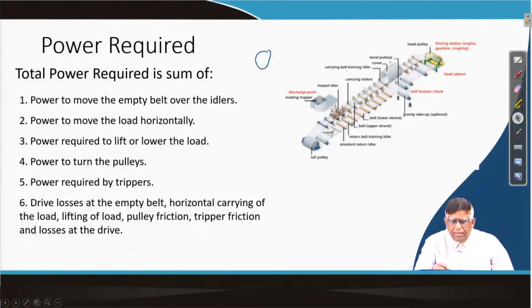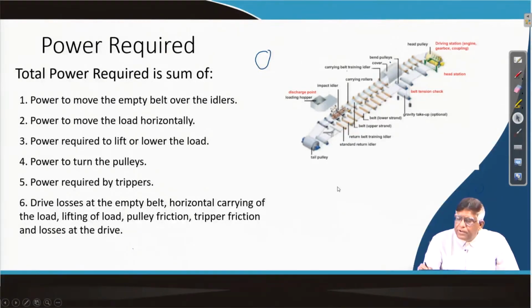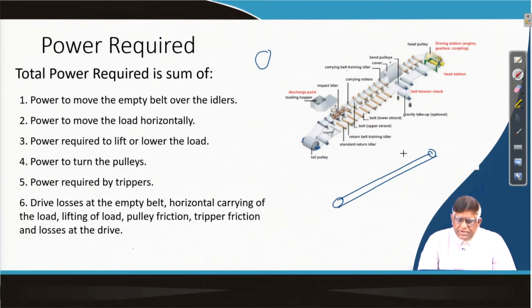For that empty belt of length L, we have learned in the previous class how to calculate that length. Now, that will have to overcome the idlers. The idlers will give some frictional resistances, so it will have to overcome them and go. Then there is the power to move the load, the material which is coming over here. This is exactly a conveyor belt.